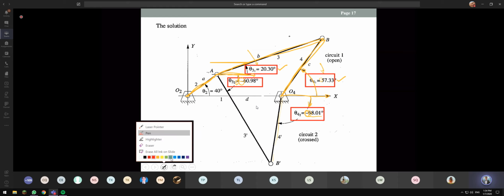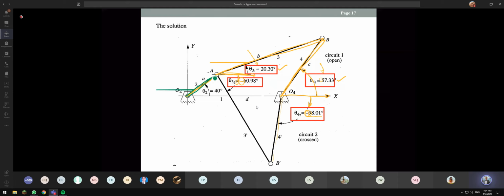But for the cross circuit, we still have this theta 2 is 40 degrees. So this is given. And then link 3 will be in this direction because of the minus 60.98, and then link 4 will be here. We call this cross circuit. But for this one we call it open circuit, right? So these are two different setups, right?